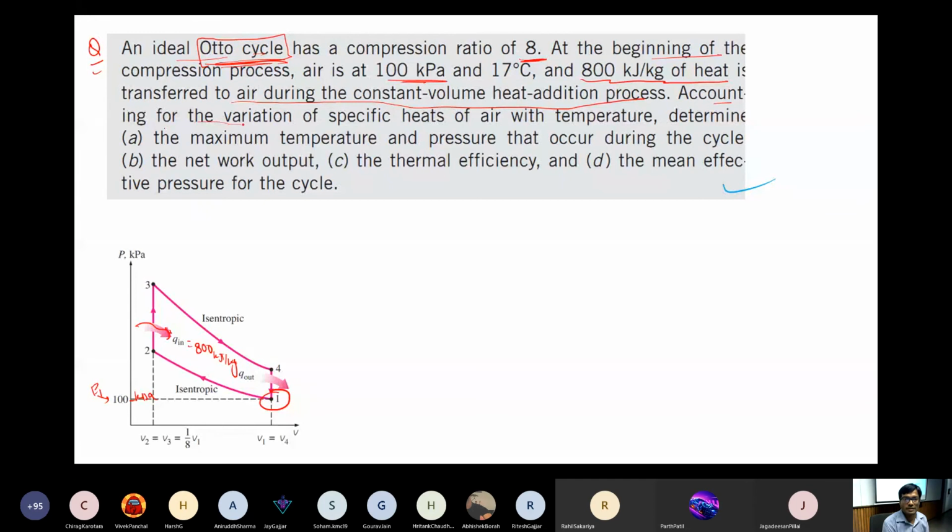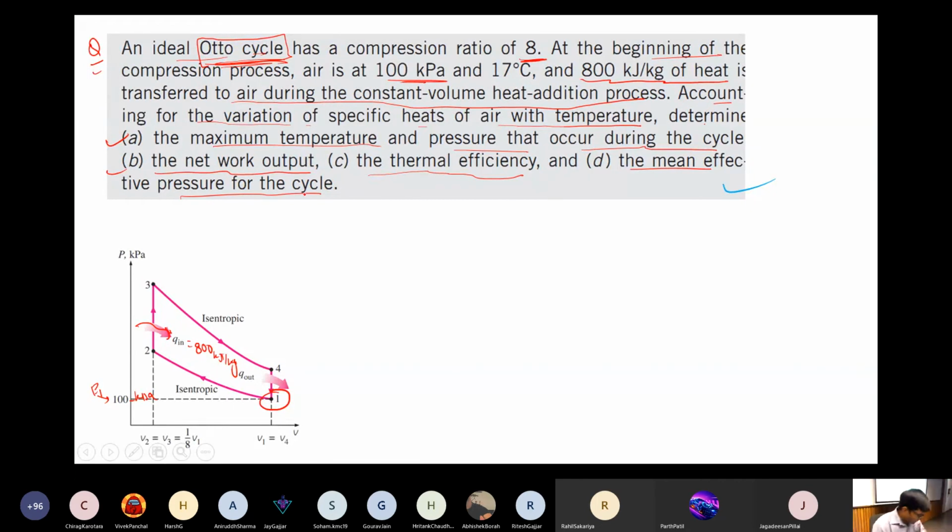Accounting for the variation of specific heats of air with temperature, determine the maximum temperature and pressure that occur during the cycle. This is the first part. Second part, the net work output, the thermal efficiency, and the mean effective pressure for the cycle.